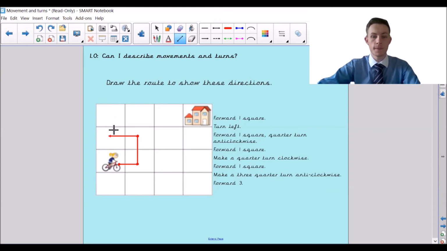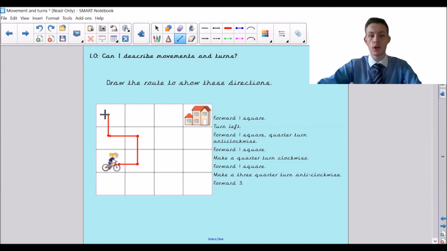The next instruction is make a quarter turn clockwise. So there's only one way she can go here, so it's going straight back up. So we're going up now, and we need to move forward 1 square. Now, this is a bit of a trick one. You'd think it would say a quarter turn clockwise, but actually what it's saying is do a 3/4 turn anti-clockwise.